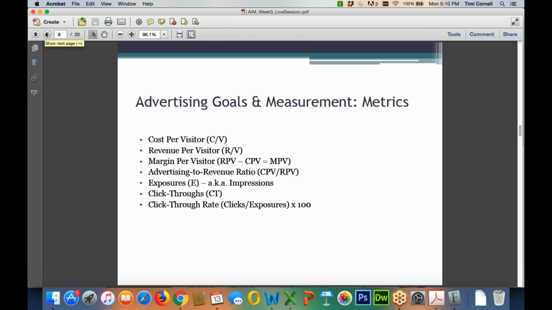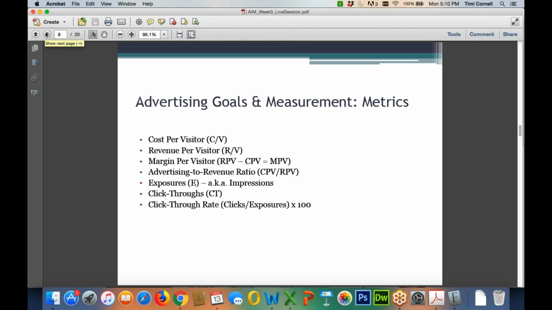Next, we have revenue per visitor. You may remember from last week when I talked about the basic revenue formula. That's where we multiplied average transaction value, or ATV, by conversion rate by visitors, and that equaled revenue. So we would then take revenue for that same period and divide by the number of visitors for that period, so we can see essentially how much revenue we are earning per visitor.